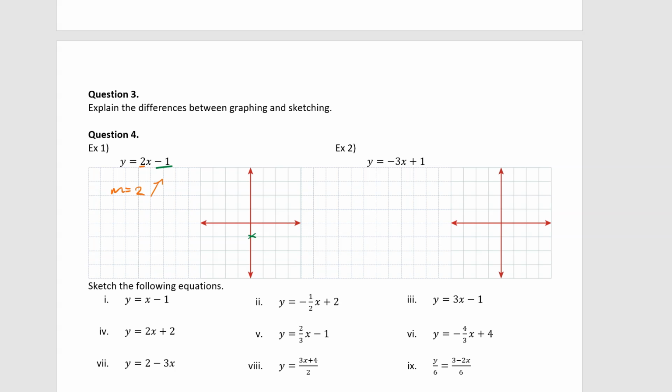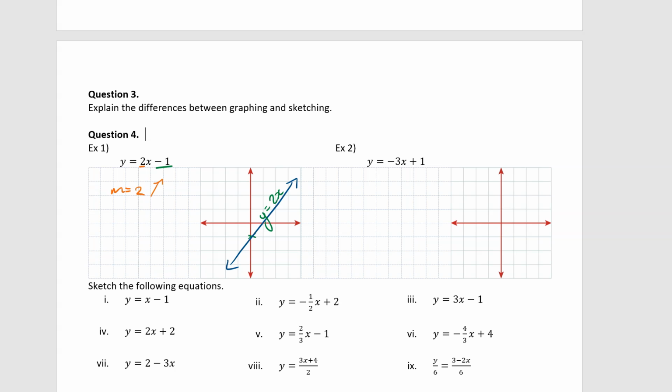So if I want to sketch this particular function, I put my cursor around the point and I draw it like that. And boom, I'm done. I have sketched the graph y equals 2x minus 1. So as I mentioned, it's not going to be particularly accurate. In fact, I didn't even use a ruler.